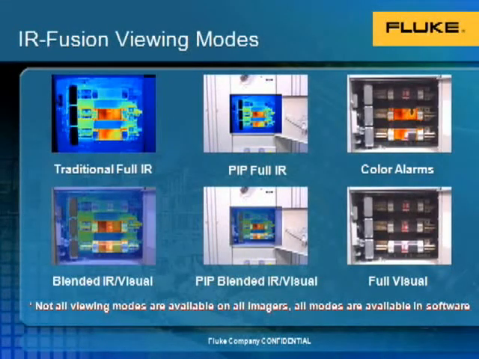IR Fusion offers several viewing modes. Starting from the top left, we have the traditional full-screen infrared. Next we have a picture-in-picture with full infrared, as well as a color alarm. Color alarm allows you to set temperature parameters for where you would like the imager to display thermally. There is a blended infrared in full screen mode, as well as a picture-in-picture blended mode. The last option is a full visual mode. Please note that not all viewing options are available on board all imagers, but all modes are available within the SmartView software.